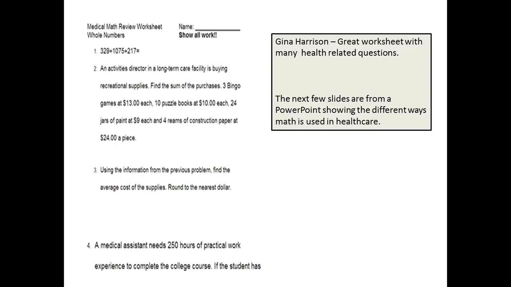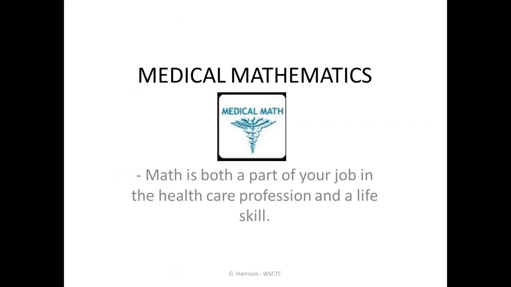And I like some of these because number 2 is a long-term care facility buying recreational supplies. Nurses don't necessarily think they might be doing that, but they might have some different requirements that nurses now have to do that maybe they didn't in the past because there were people that took care of it. But because of the economy, they're required to do more things, maybe a little bit outside of their area. So those are very nice problems.